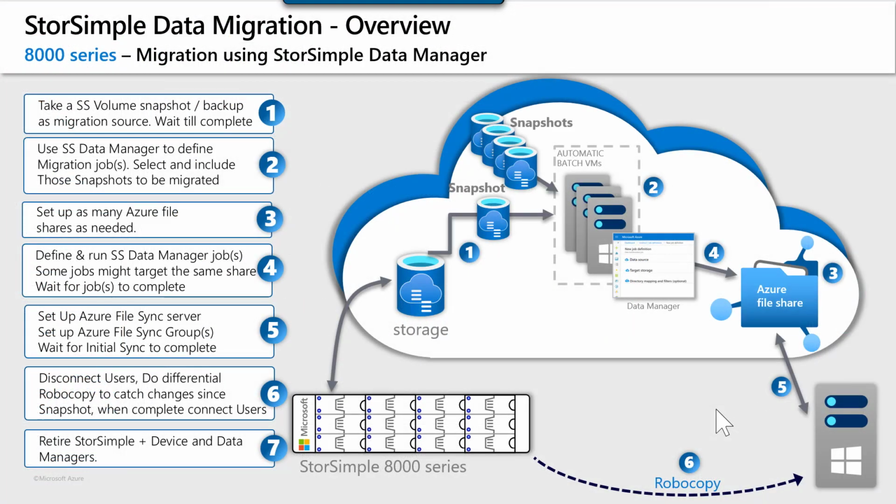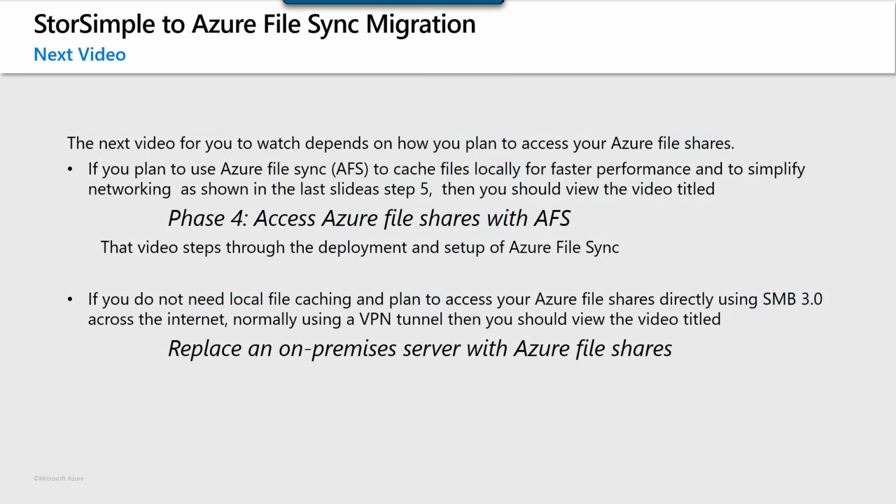At the end of this phase, you'll have run at least one migration job from StorSimple volumes into Azure File Shares, as shown here as step 4. That job will have migrated at least one backup. If multiple backups were selected, it will have migrated them from oldest to newest, taking Azure File Share snapshots between each one. The next video for you to watch depends on how you plan to access your Azure File Shares.